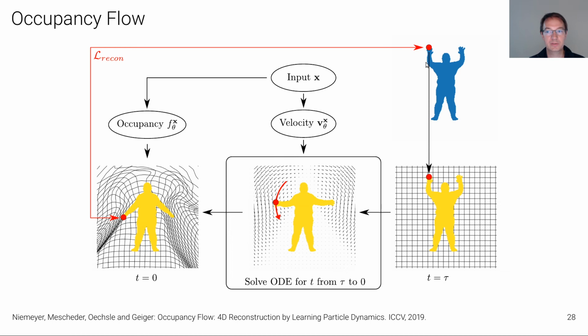And in order to apply the reconstruction loss, we simply take this point, we pass it through our neural ODE solver in order to obtain the occupancy value. So basically, this point maps to this point here. We get the occupancy value of the reconstruction model at time equals 0, and then we can compare this occupancy value to the true occupancy in our observations.